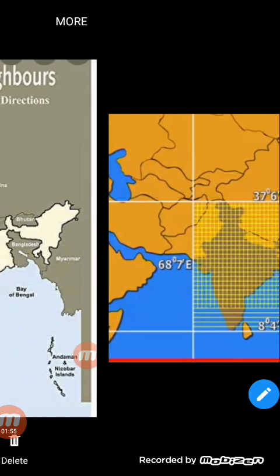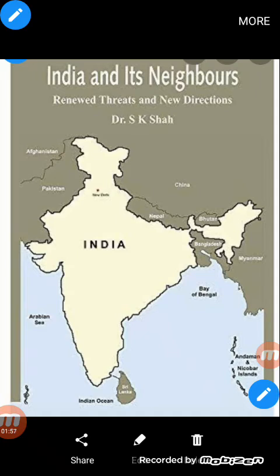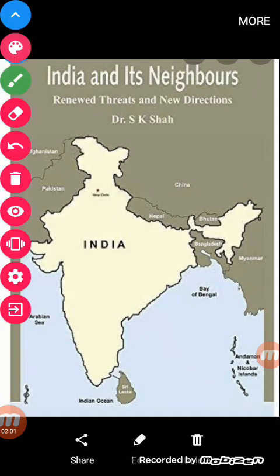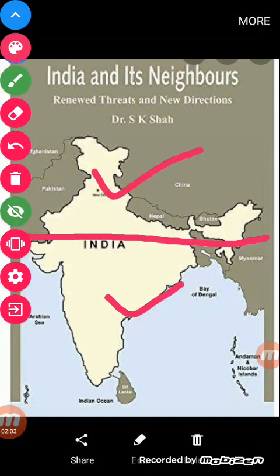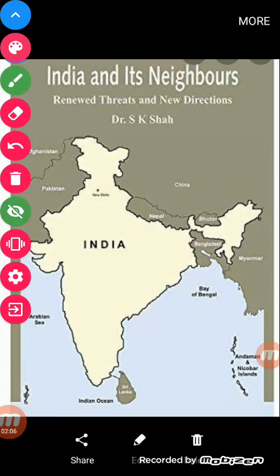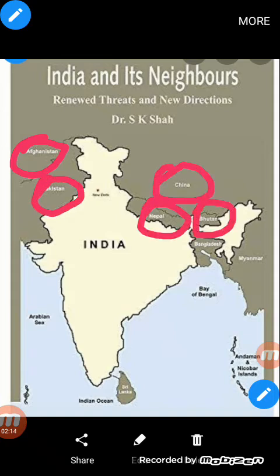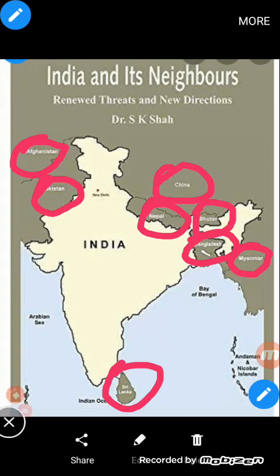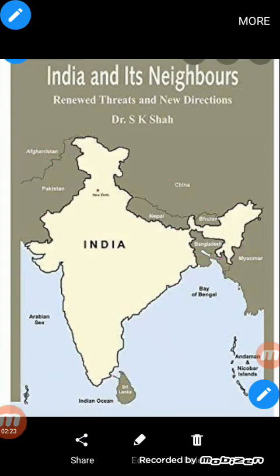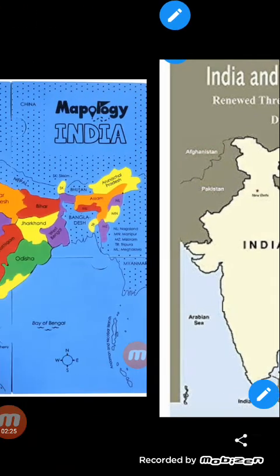Now next we will talk about the neighboring countries of India. Look at this here, the neighboring countries of India. Here are Afghanistan, Pakistan, China, Nepal, Bhutan, Bangladesh, Myanmar, Sri Lanka. These are the neighboring countries of India. Now let's move on to the next page.